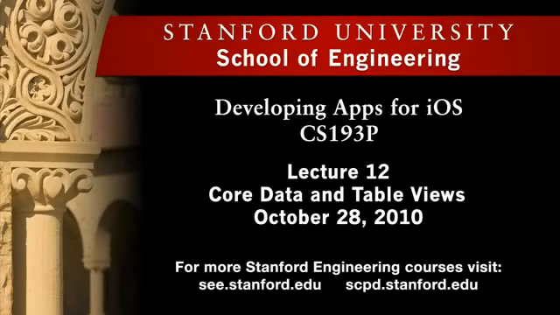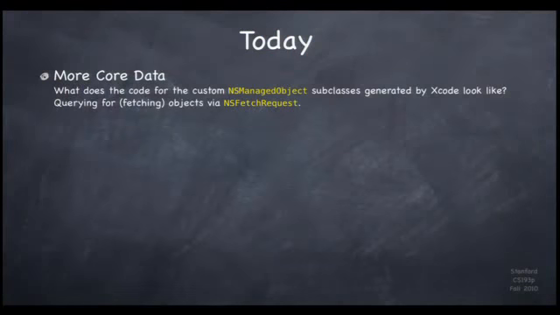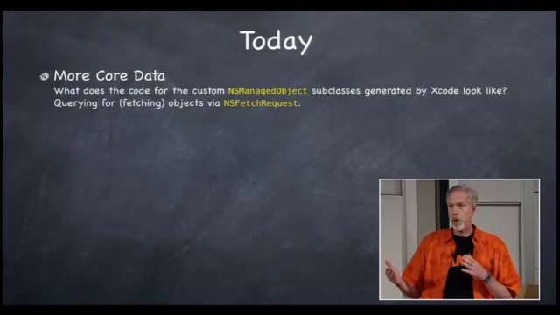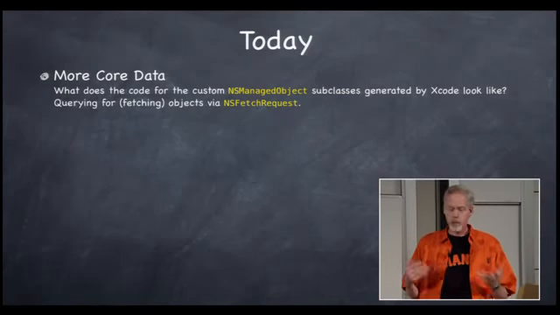Okay, welcome to Stanford CS 193P. Today we're going to continue our lecture from last time. We're going to talk a little bit more Core Data stuff, and we're going to look at the code that's generated by Xcode for those custom subclasses of NSManagedObject. That's what we talked about right at the end of the last lecture, how to do it from scratch and then how to do it with this copy and paste mechanism after you have things created.